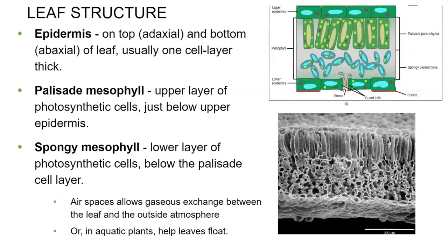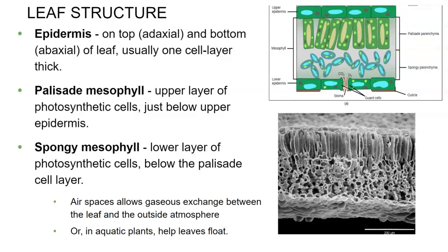The spongy mesophyll is, as the name implies, this sponge-like shape. This allows for tons and tons of gas exchange. So we have evaporation of water happening here, we have the absorption of CO2, and we have the release of oxygen. So lots of gas exchange is happening here.